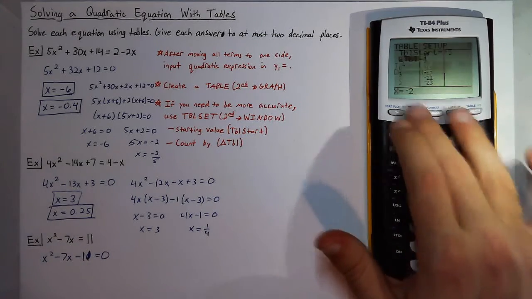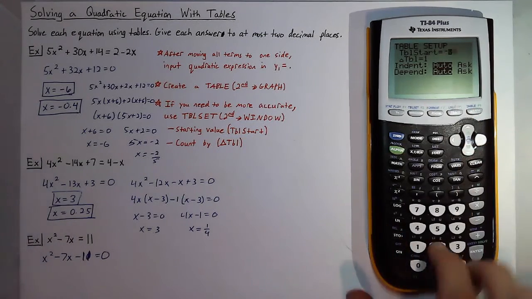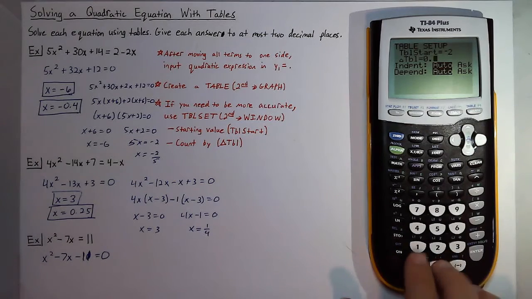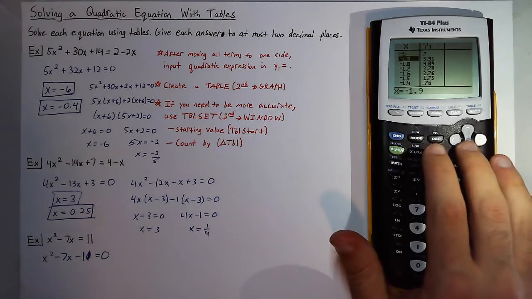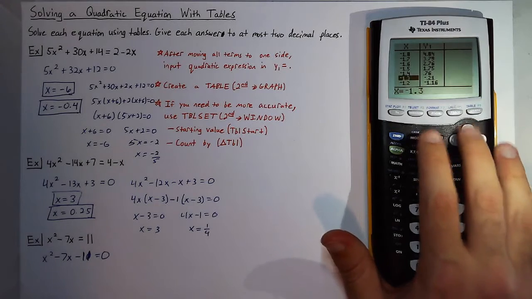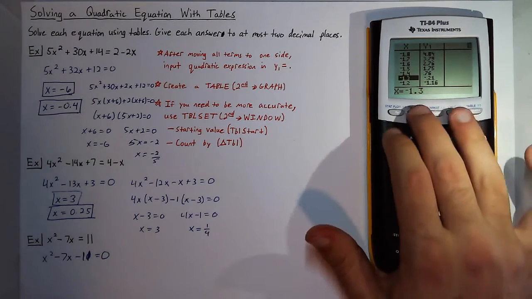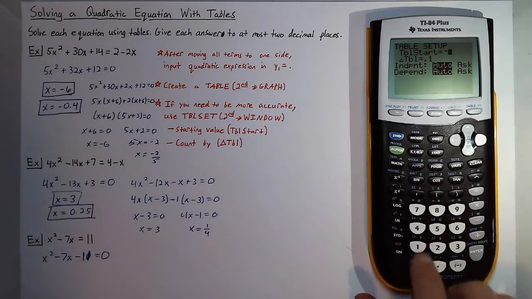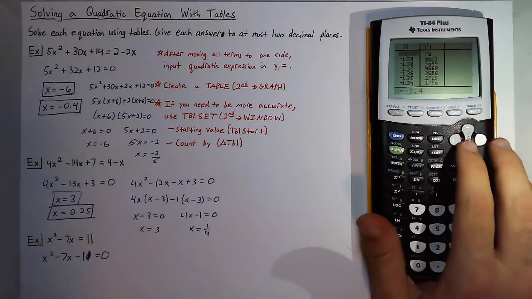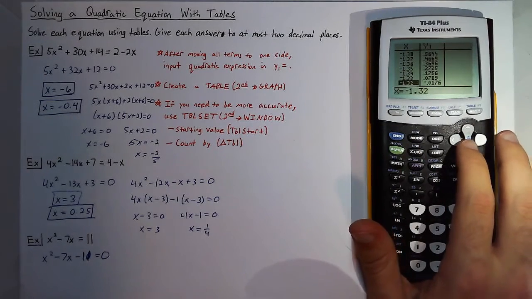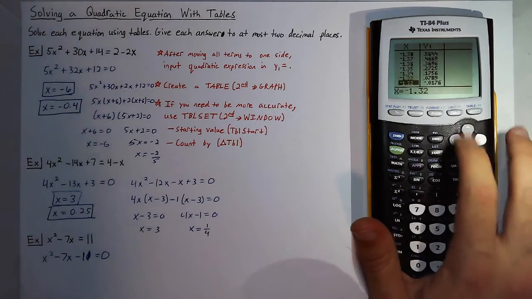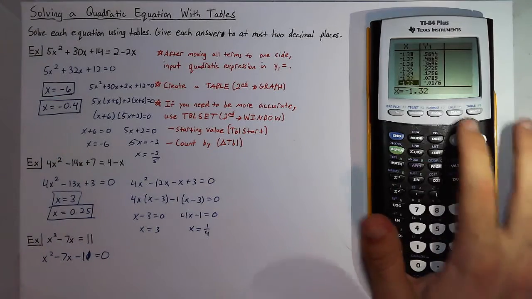So I'll go to my table set. I'll put negative 2 to start and count by 0.1. As I get more accurate, I see that it's now between negative 1.4 and negative 1.3. So back to my table. Start at negative 1.4. Count by hundredths. As I keep going down, it's negative 1.33 and negative 1.32. So now I'm getting close to it.